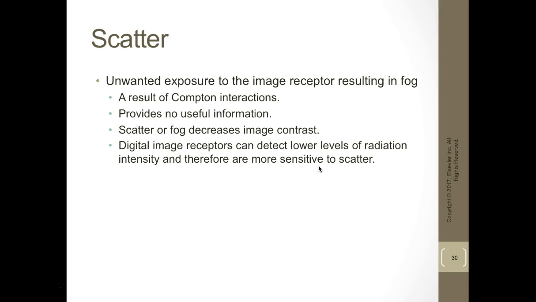So scatter, what is scatter? It's any unwanted exposure to your image receptor. We call that fog. It's usually a result of your Compton interactions. It provides no useful information. Scatter or fog decreases the image contrast. Digital imaging receptors can detect lower levels of radiation intensity and therefore are more sensitive to scatter.